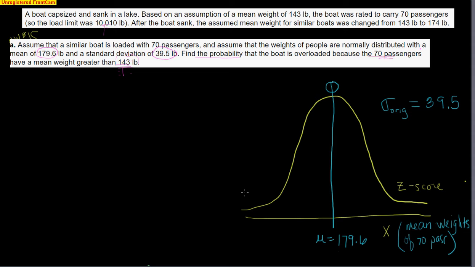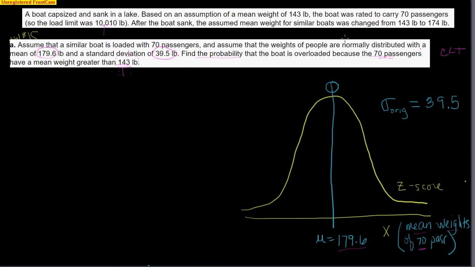All right, but look here, our mean is 179, so 143. Let's mark it on our graph. I made this template just to save a little time, but as you can see, I've labeled everything and want to draw your attention here to the x̄, which is not the weights of each person, but the mean weights of 70 passengers. So we know we're using the central limit theorem here.